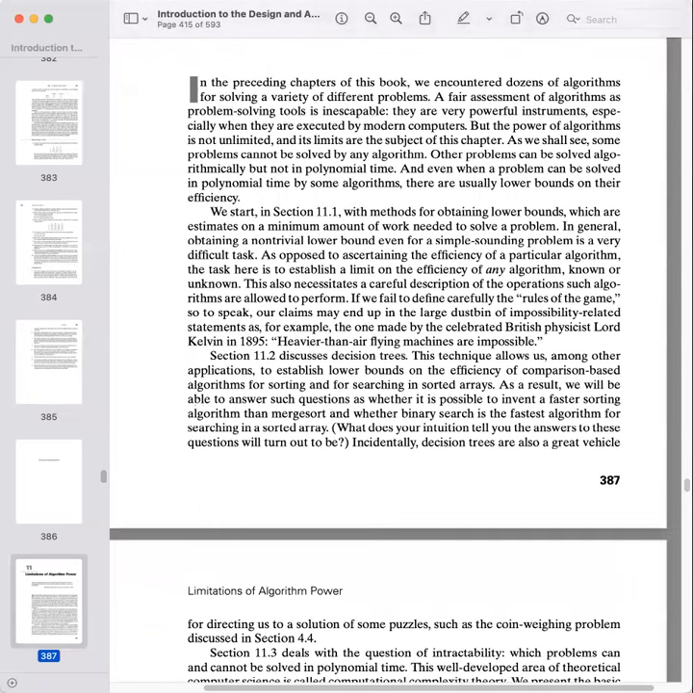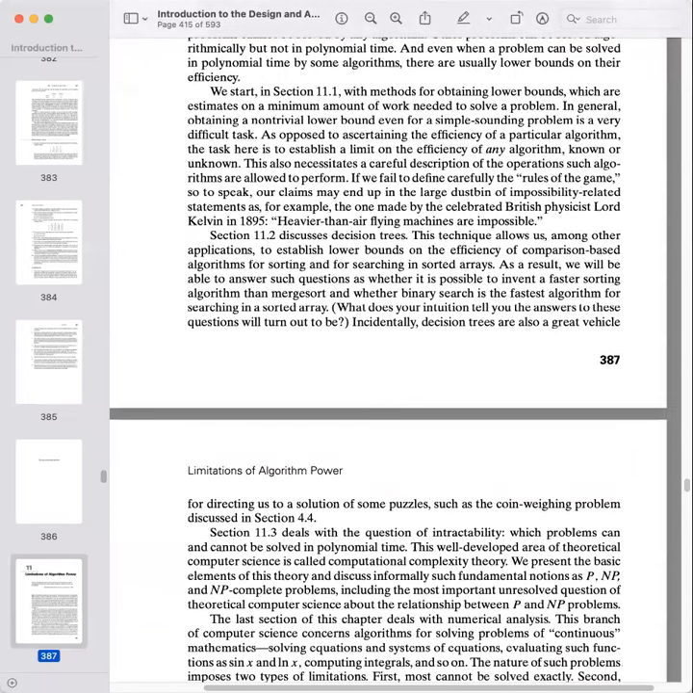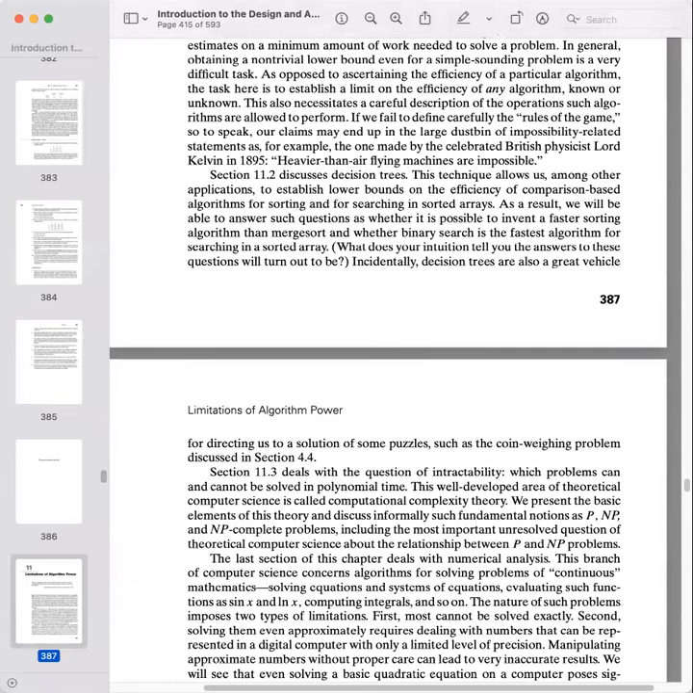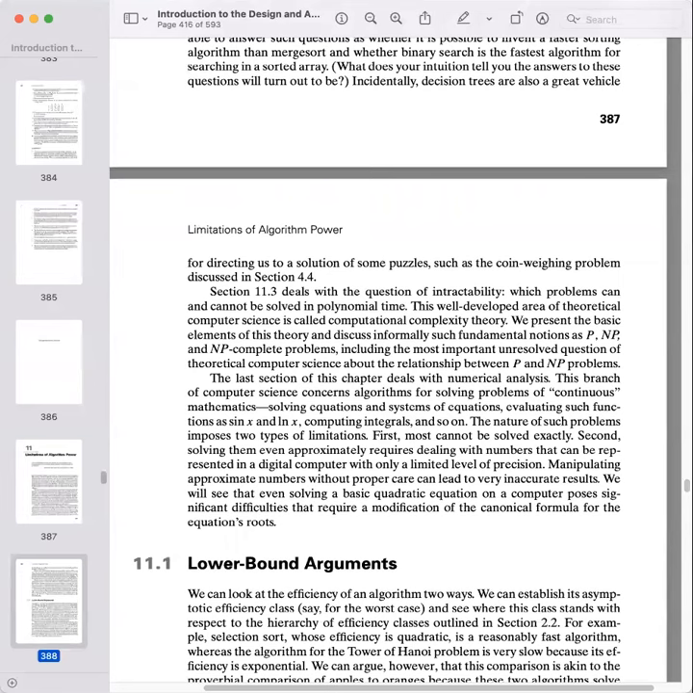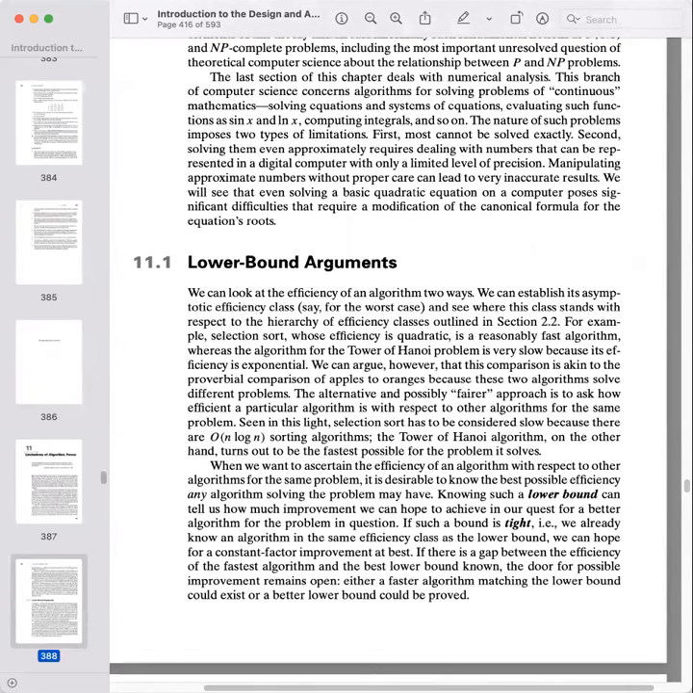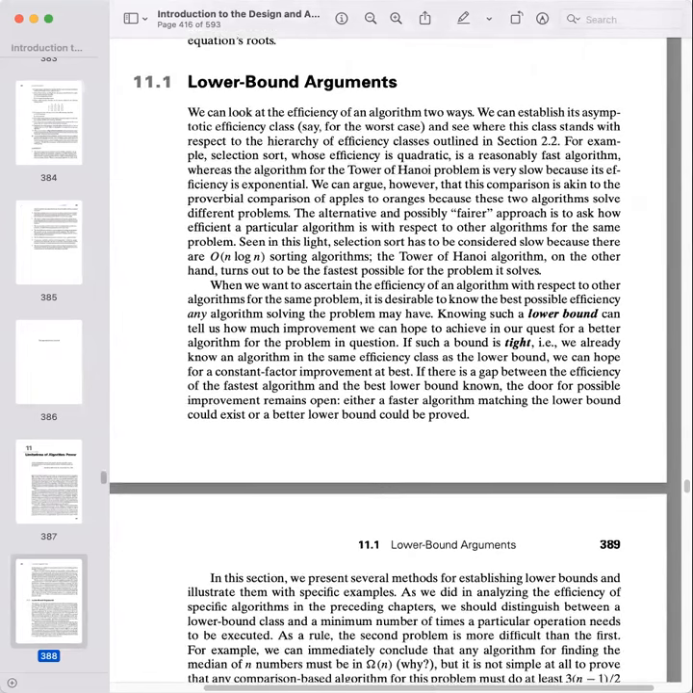And then we talked about decision trees, which are an interesting technique to allow us to get through a problem. And then we talked in the last section here on intractability. So we talked about problems being solved in polynomial time. So here's the lower bound arguments.